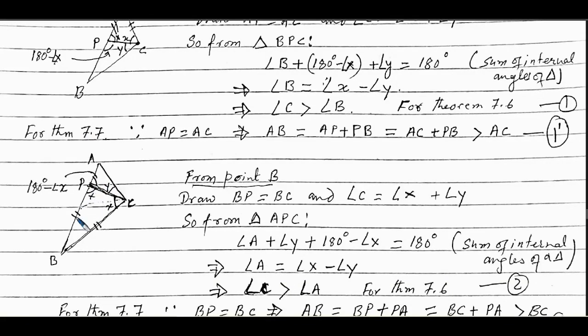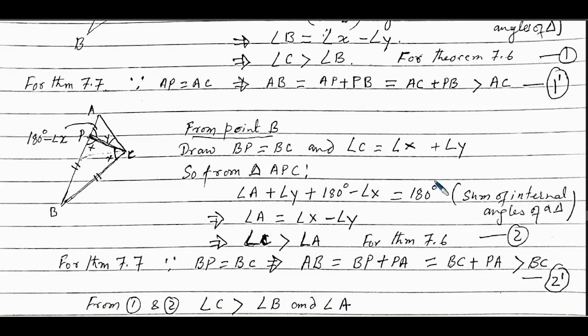Now below part I make it isosceles and consider this triangle. So for triangle APC, again the same thing: angle A plus angle Y plus angle 180 degree minus angle X. This is 180 degree minus X. So I again write here angle A plus angle Y plus 180 degree minus angle X is 180. Sum of all the internal angles of a triangle is 180. So here again 180, 180 cancel. I get angle A is equal to angle X minus angle Y. So similarly, angle C is angle X plus angle Y. X plus Y is always greater than X minus Y.